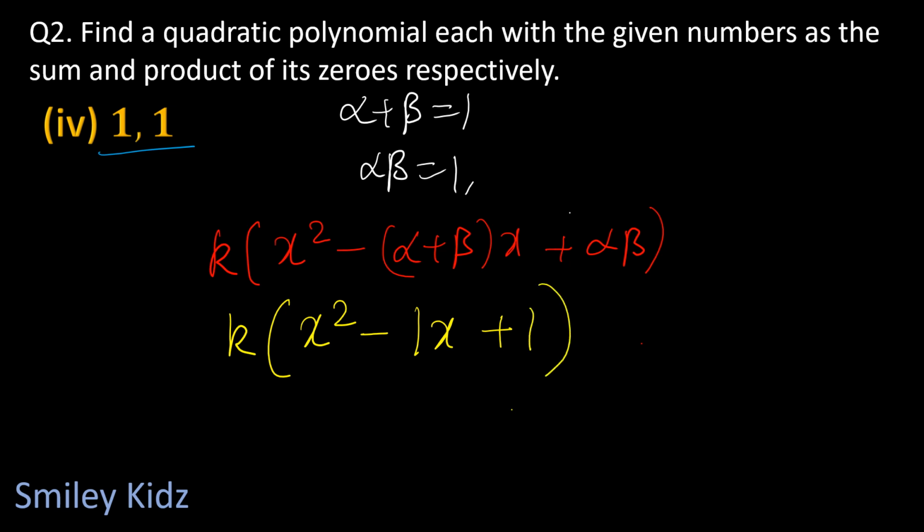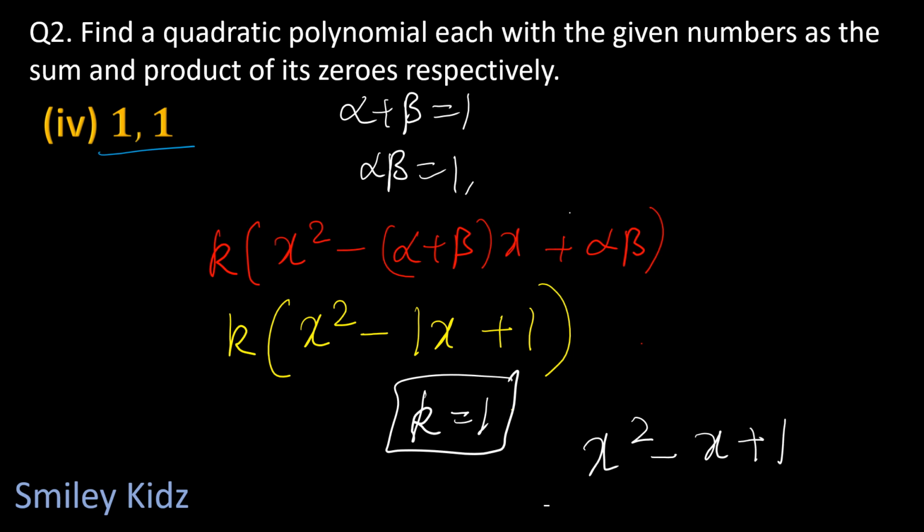Again, since I have no denominator here, I'm going to assume that my k is equal to 1 because I have no denominator to cancel out here. So it will be x square minus x plus 1. So my required quadratic polynomial in this case will be x square minus x plus 1.